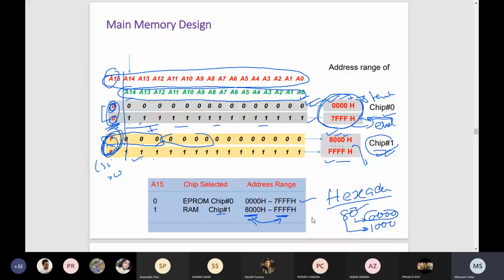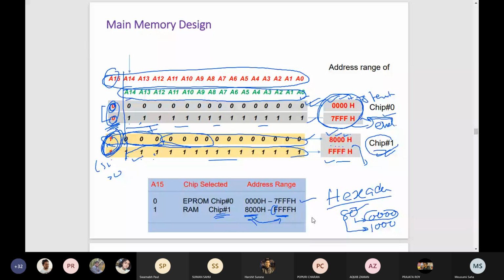And 8 represents that A15 is 1. For that reason we have the 1, and obviously the starting address is all 0. For any chip we can say the starting address is all zeros and the ending address will be all 1s. So for that reason we have 8000H, and here 1111 is for the last address, that's why it has the F. Now it is clear, beta?